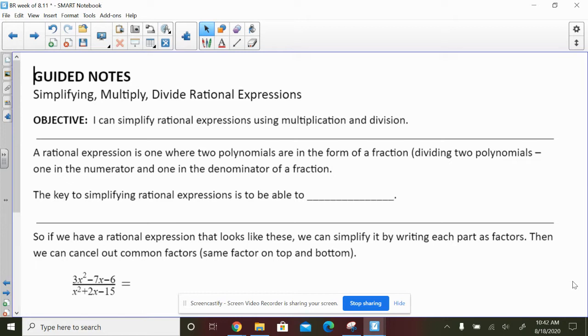Okay, so first off, a rational expression is one where two polynomials, like the ones here, this is a polynomial, and this is a polynomial, are in the form of a fraction. So it is dividing two polynomials, one in the numerator, like this one, in the denominator, like this one. So the key to simplifying a rational expression is to be able to factor.